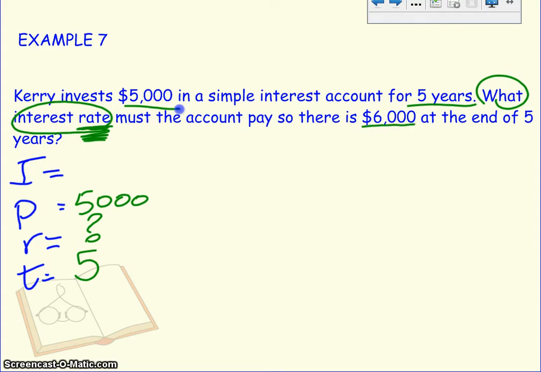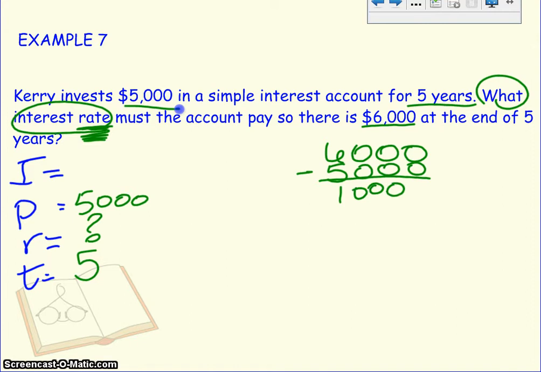Now again, be very careful and look at the wording of this question. It does not say that they earn $6,000 in interest. It says they want $6,000 in the account at the end of this period of time, or this 5 years. And it's starting out with $5,000. So it's looking to earn $1,000 in interest.